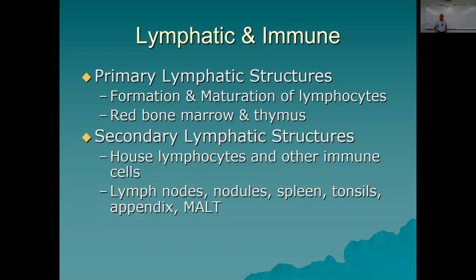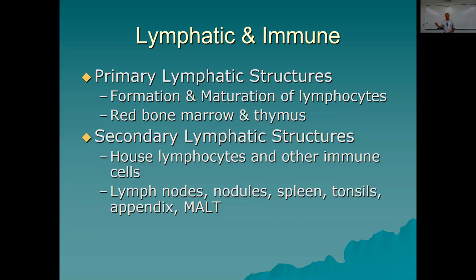So primary lymphatic structures: red bone marrow and thymus. These are the sites of formation and maturation of lymphocytes. Lymphocytes are really important white blood cells that are mostly found in lymph nodes. There are two types, B lymphocytes and T lymphocytes. Both of them are made in the red bone marrow, but T lymphocytes mature in the thymus.